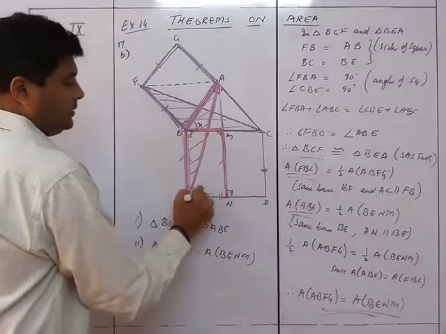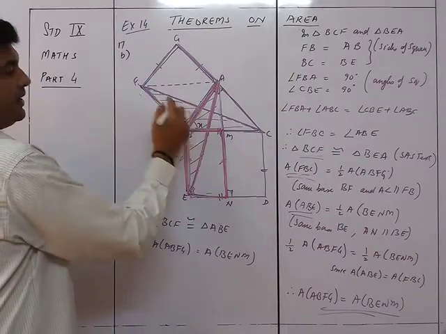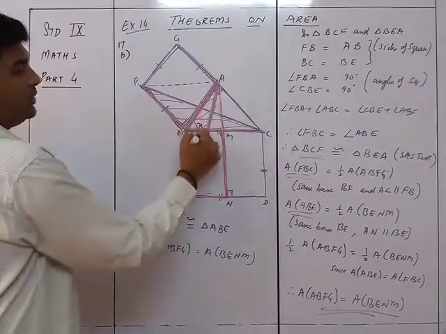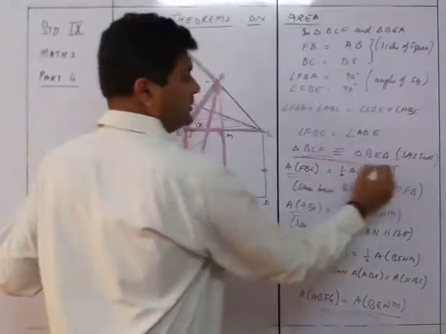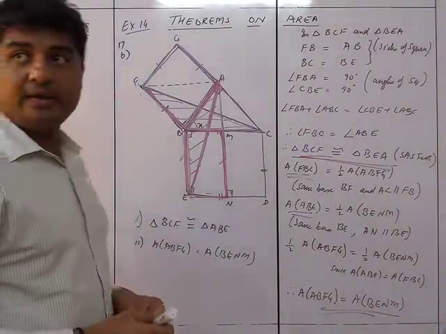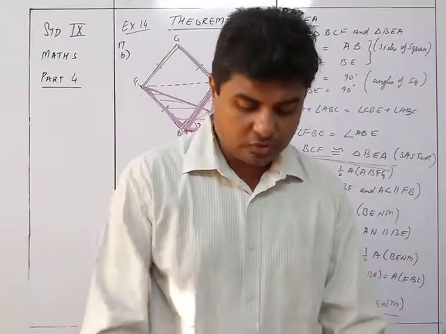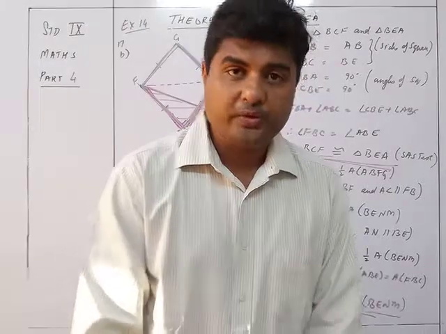So here half of the rectangle is the triangle and here half of the square is this triangle. Now this triangle and this triangle we already proved to be congruent because of the congruency test of SAS over here. That's why this and this are equal. Okay. So this was about the area theorem. So we have completed the chapter area theorem with this particular video. Thank you.